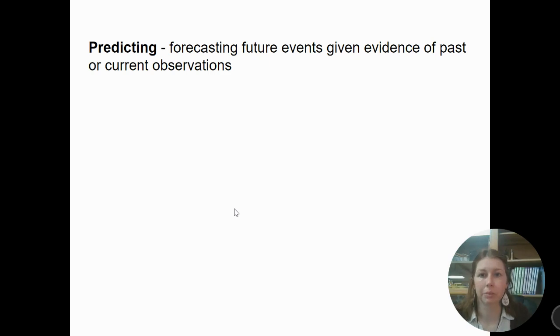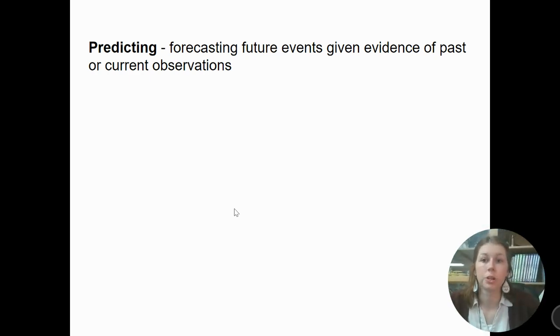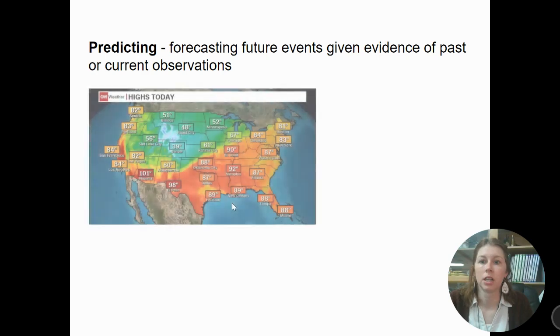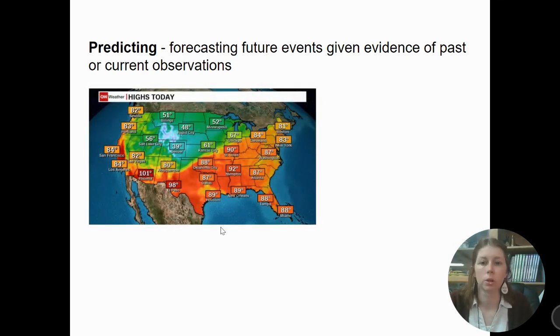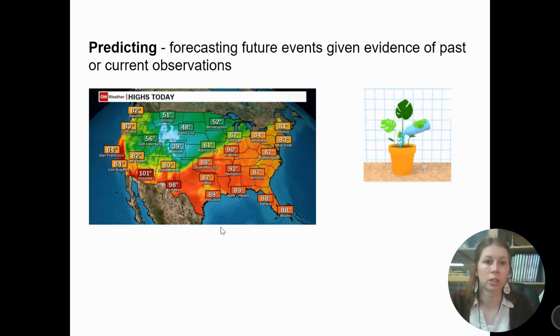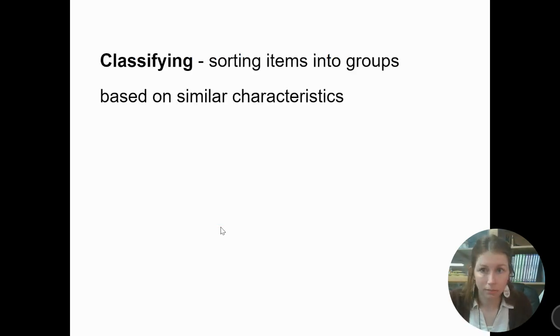So what does predicting mean? It's forecasting the future events, given evidence of past or current observations. So scientists need to make predictions. What do they think will happen in the future? So here, weather is a big example. So if we have weather patterns, we can predict the weather. It's not always right, but we can make good predictions. Also, we know certain things happen. When you water plants, they grow. So there's certain things that scientists can know will happen. They make predictions, and then they see if those predictions are correct.